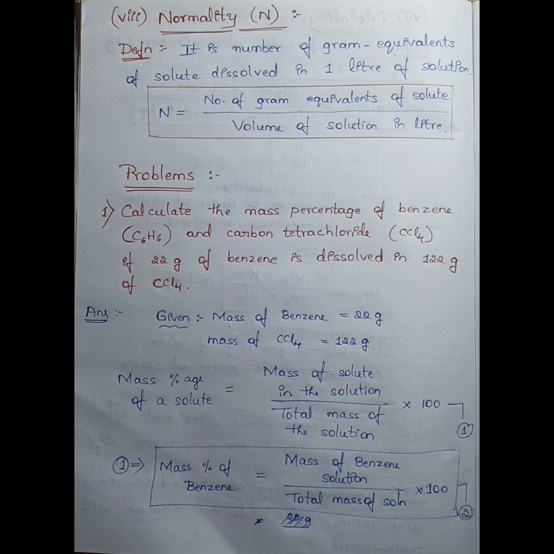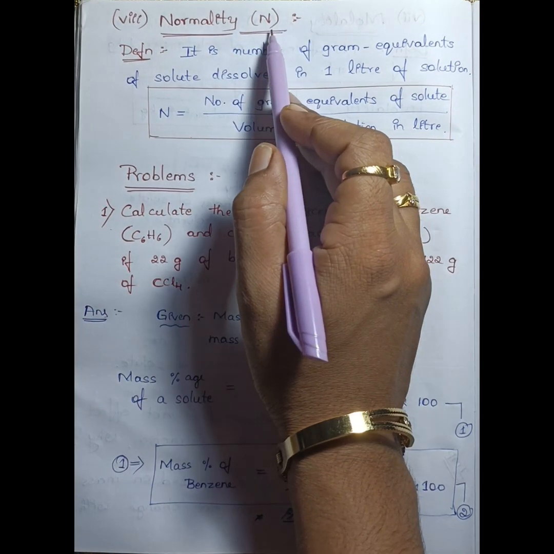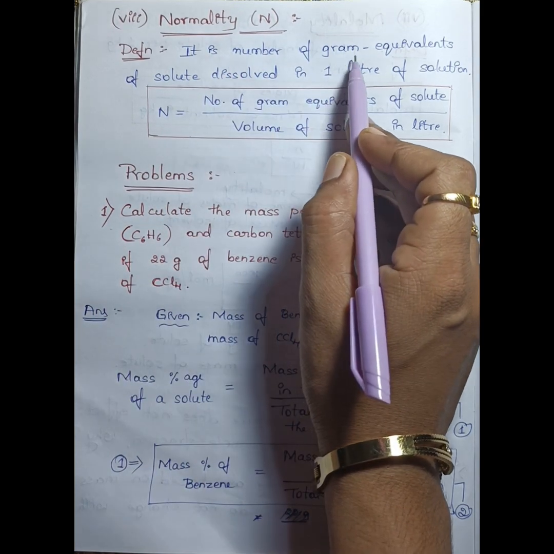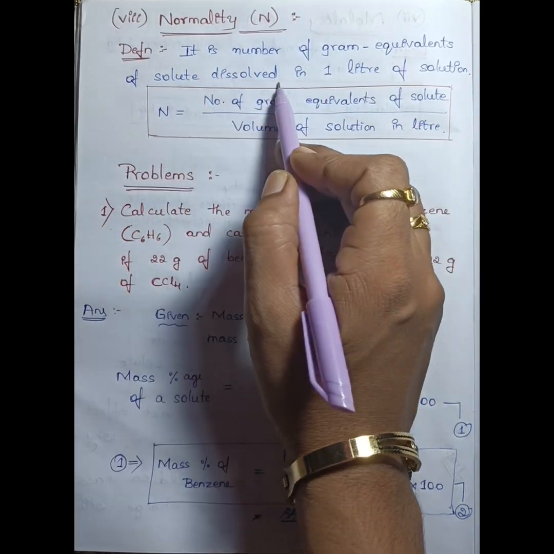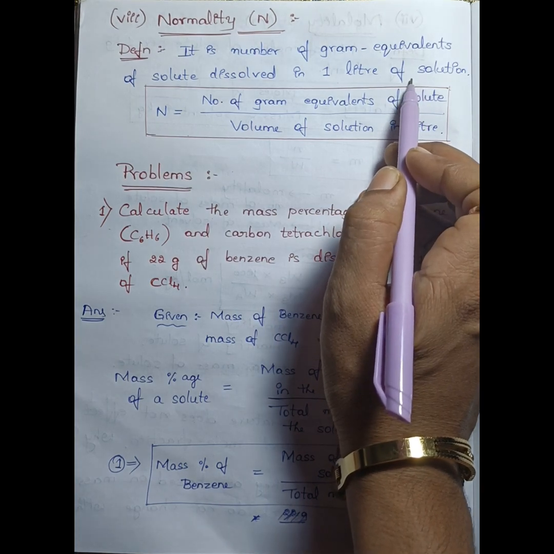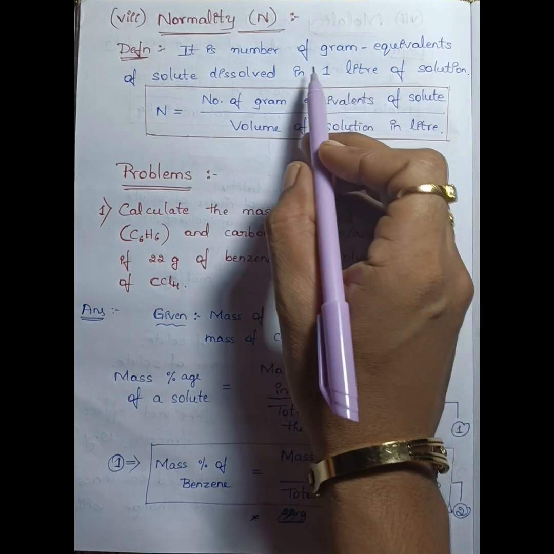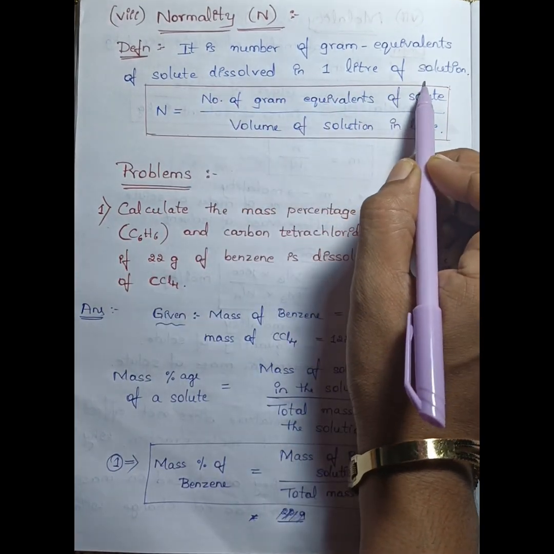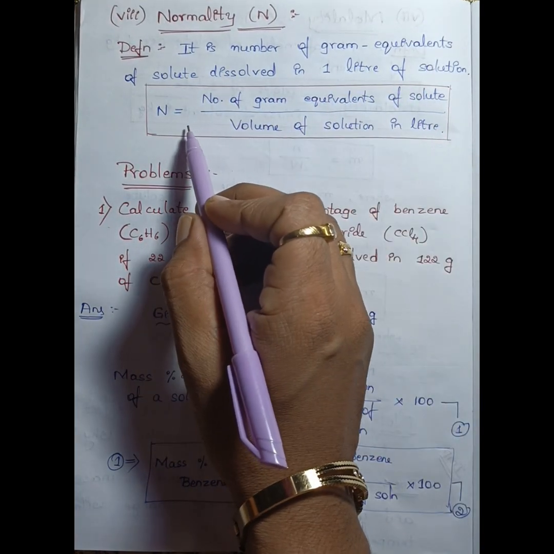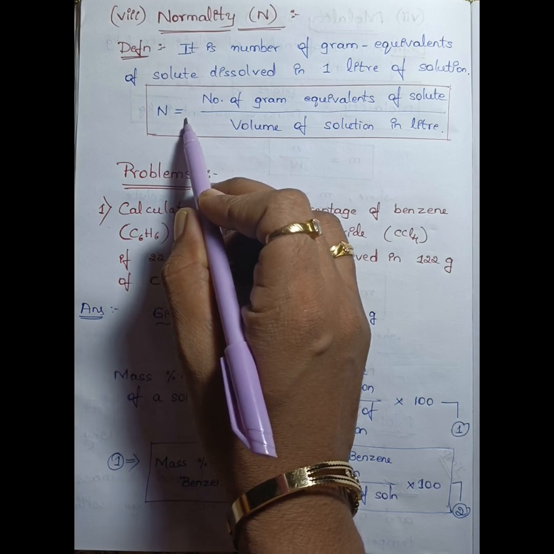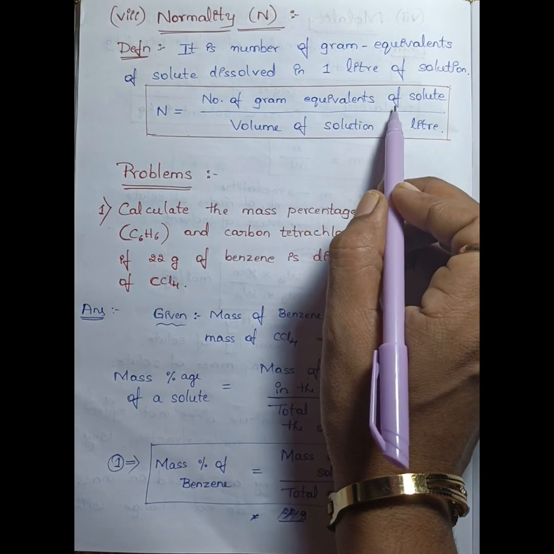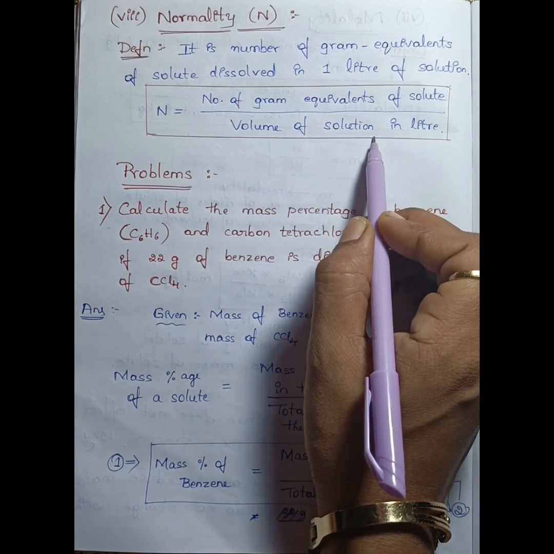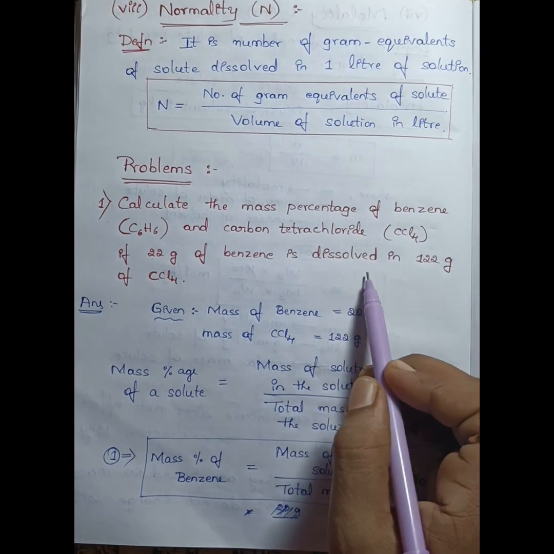Next, the last type is normality, which is denoted by capital letter N. It is defined as the number of gram equivalents of solute dissolved in 1 liter of solution. So how are you going to define normality? It is the number of gram equivalents of solute dissolved in 1 liter of solution. The formula to calculate normality is N is equal to number of gram equivalents of solute by volume of solution in liter. By using this formula, we calculate normality.